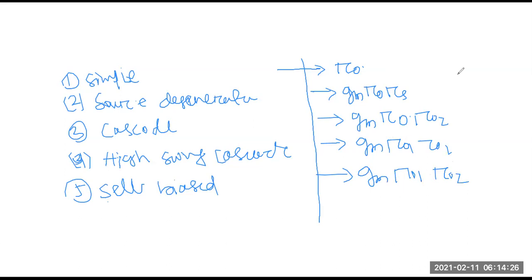Similarly, you can do input resistance also. So input resistance for simple is 1 by gm, for source degeneration 1 by gm plus RS, and this is 2 by gm. Again for this you have to calculate, since it is not directly connected, it is more than 1 by gm. Okay, so you have to calculate that. For self-biased, one resistance is there, again you have to add that.